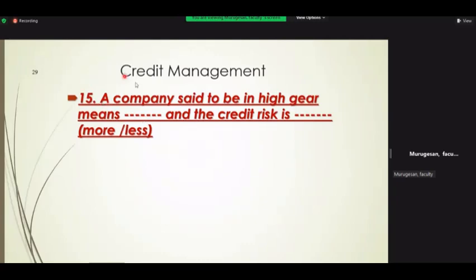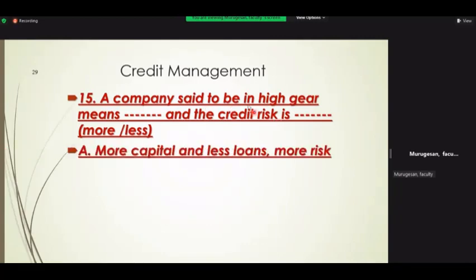Now look at the question: a company is said to be in high gear. Two blanks you have to fill up. This company is said to be in high gear means dash, and the credit risk is dash. More or less? High gear means more loans than capital, less capital, and the credit risk is more.